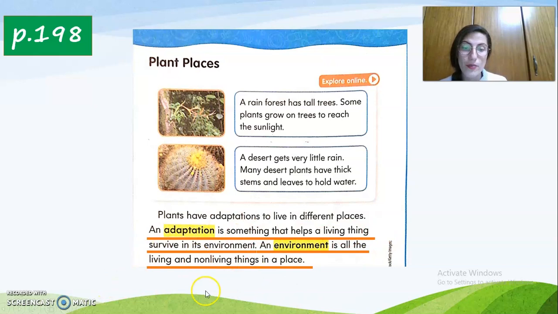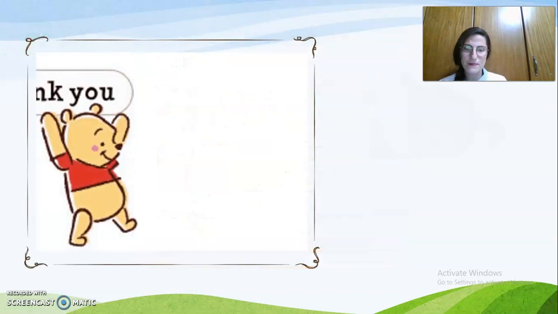Okay, so we keep on repeating them. Let's repeat it one more time. An adaptation is something that helps a living thing survive in its environment. What about an environment? An environment is all the living and non-living things in a place. Again, an environment is all the living and non-living things in a place.